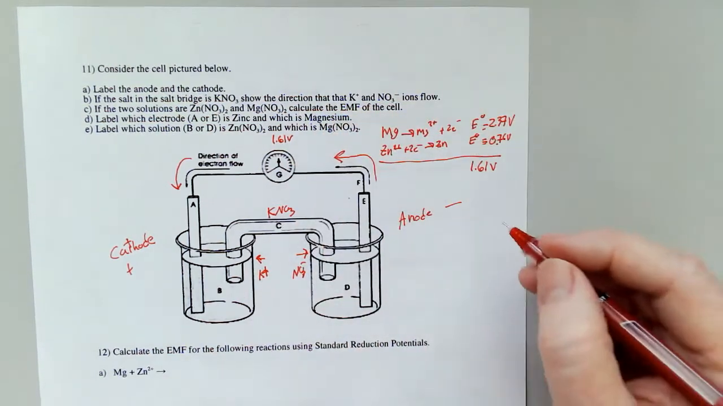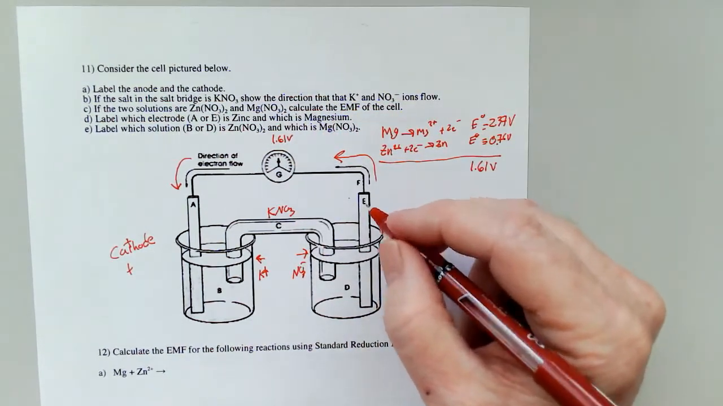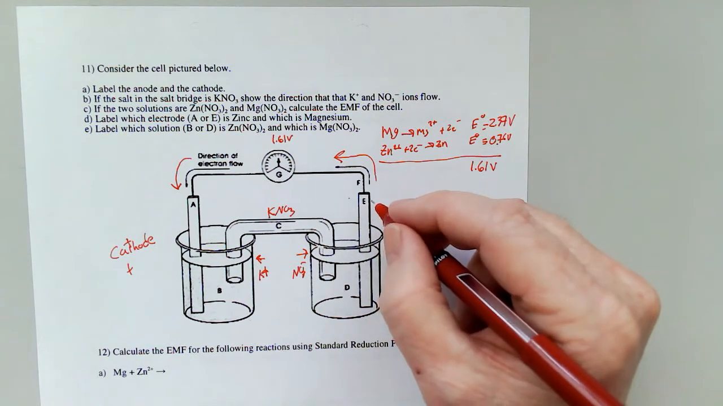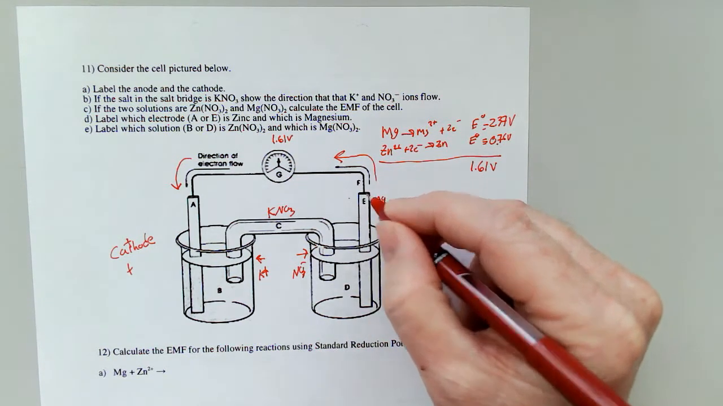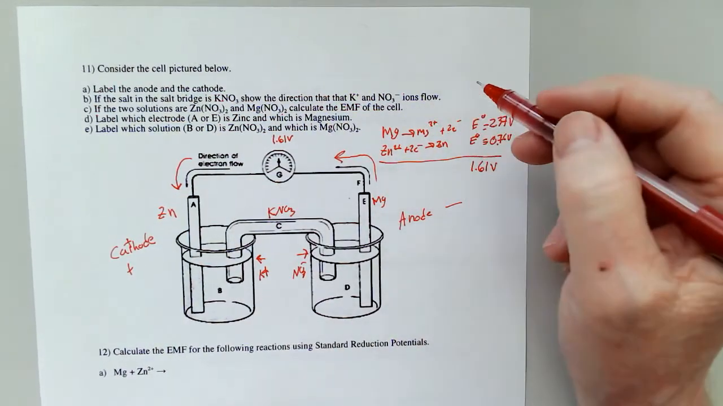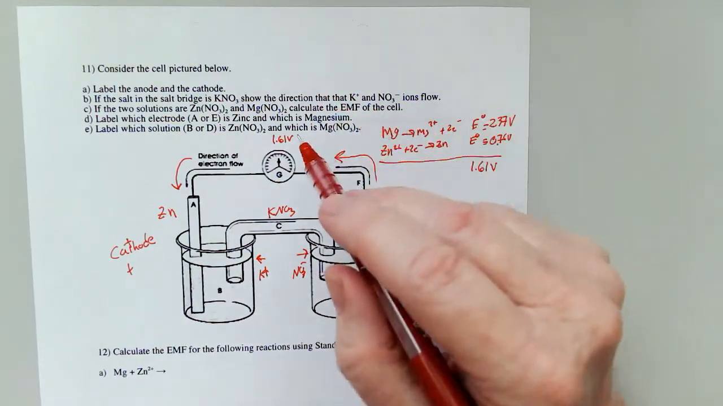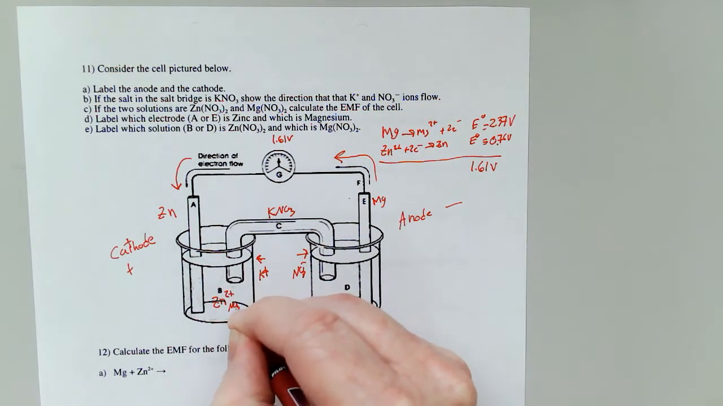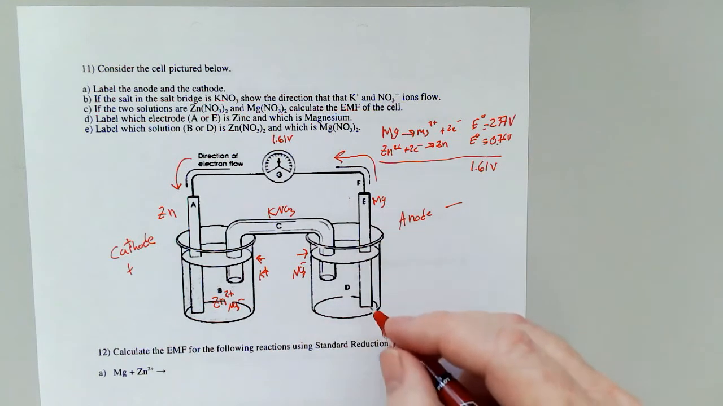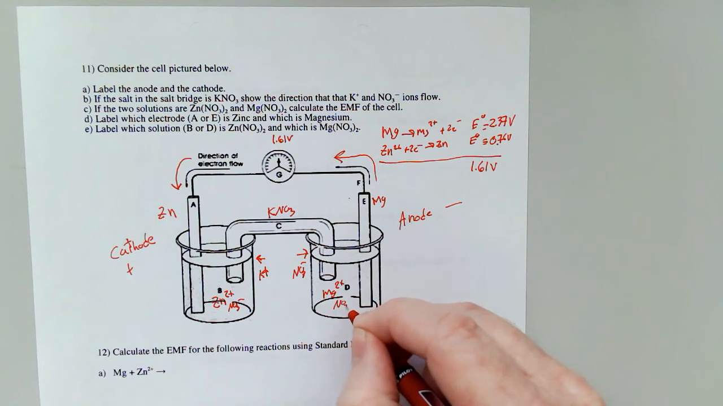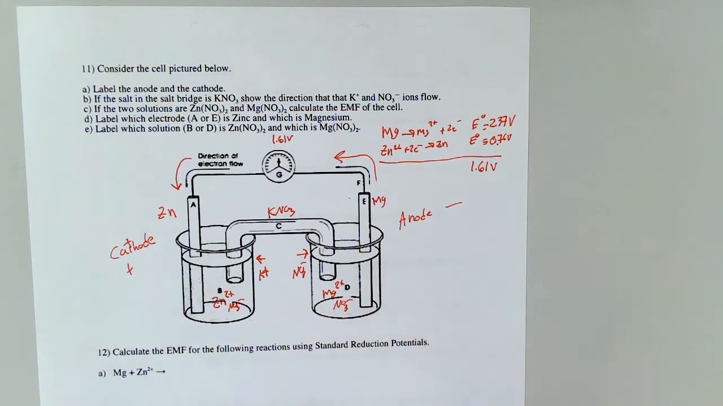Now that means that this one, E, is going to be the magnesium, and this one labeled A is going to be the zinc. The solution over here would be Zn2 plus with nitrate, NO3 minus, and the one over here would be Mg2 plus with NO3 minus.